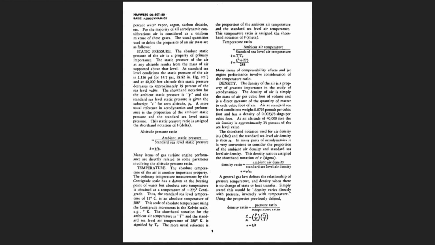The shorthand notation for the ambient air temperature is uppercase T, and the standard sea level air temperature of 288 Kelvin is signified by uppercase T naught. The more usual reference is the proportion of the ambient air temperature and the standard sea level air temperature. This temperature ratio is assigned the shorthand notation of lowercase theta.